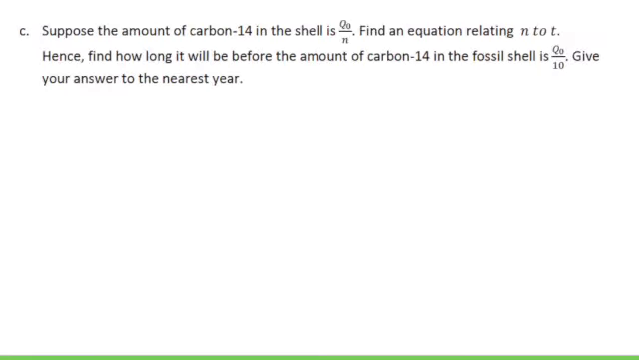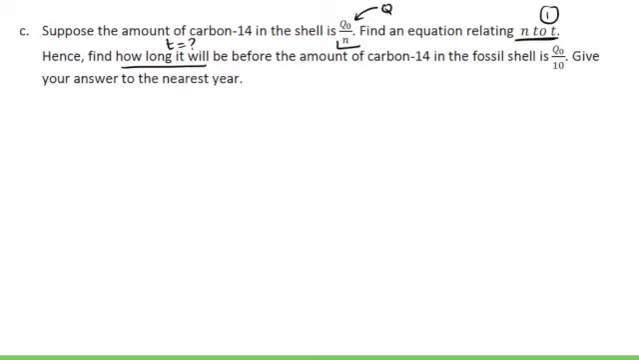Part C. Suppose the amount of carbon-14 in the shell is Q0 on N. So that's the amount, which means that's going to be Q. Find an equation relating N to T. So our initial equation was relating Q to T. Now what we want is for it to relate N to T. So that's the first thing that we have to do. Then it says, hence find how long it will be. So how long? That's T equals question mark. Before the amount of carbon-14 in the fossil shell is Q0 on 10. Give your answer to the nearest year.